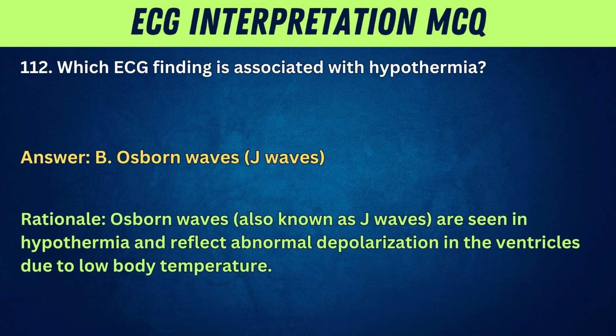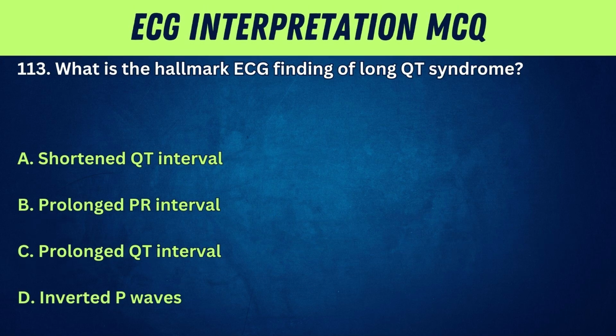113. What is the hallmark ECG finding of long QT syndrome? A. Shortened QT interval. B.